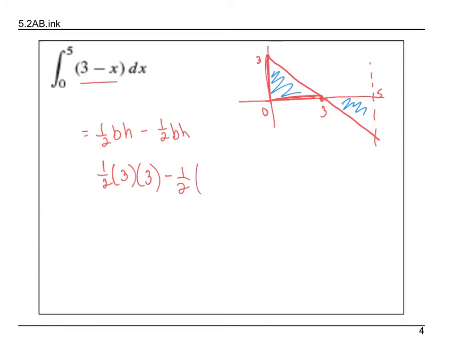The base of the second triangle, 3 to 5, is just 2. The height of the second triangle, if I evaluated 3 minus 5, I would get -2. So it's up to you if you want to put the height in as the negative or use the subtraction. It doesn't make a difference. Either way, the answer is 2.5, the difference between the positive and the negative area.